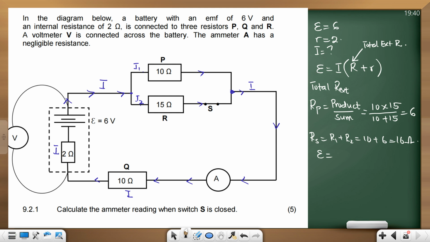Now, I know my formula. E equals I into bracket R plus r. 6. What is my total? 16 plus.